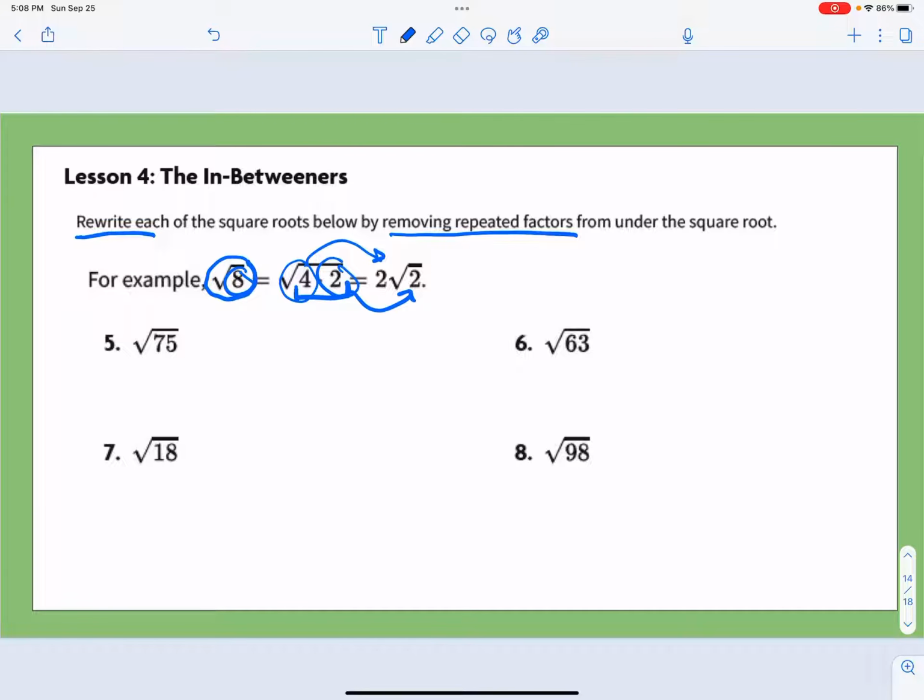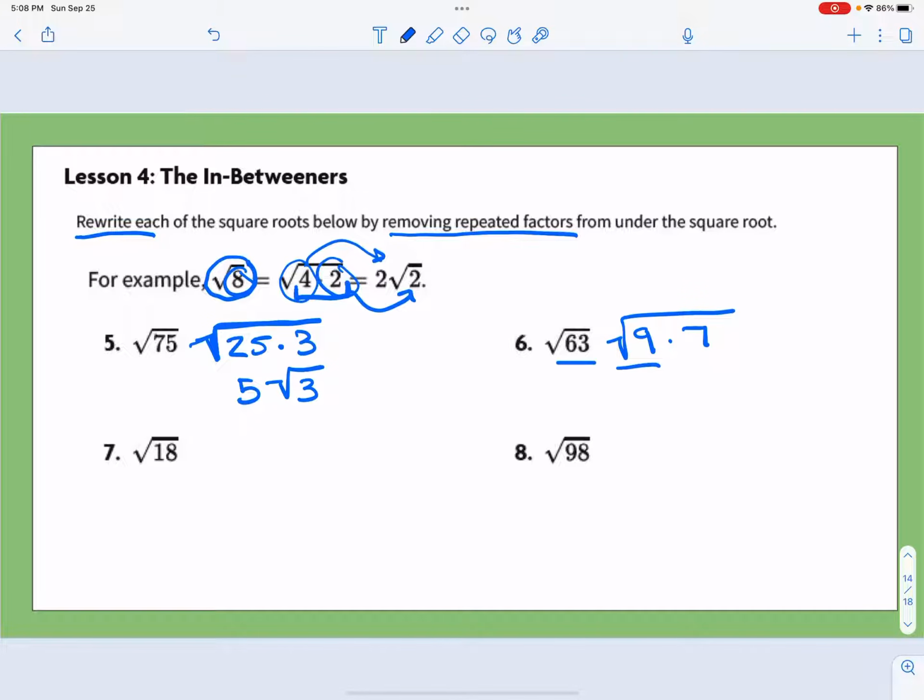So for something like 75, 75 is a combination of 25 times 3. Now as a square root, the square root of 25 is actually 5, because 5 times 5 is 25, and then what's left over is just the root 3. So we leave it like that. For number 6, I want to think about what multiplies together to get 63. In my case, I know that 9 times 7 is 63. The square root of 9 is 3, and there's not really a square root of 7, so we keep it just like that. So we would say 3 root 7.